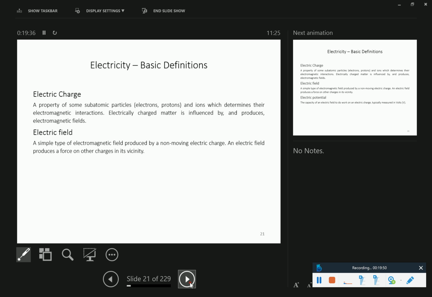Electric fields, and this is the only field that we will actually talk about, is a simple type of electromagnetic field that is produced by a non-moving electrical charge. In physics you deal with electrical fields and also magnetic fields that happen when things are moving.